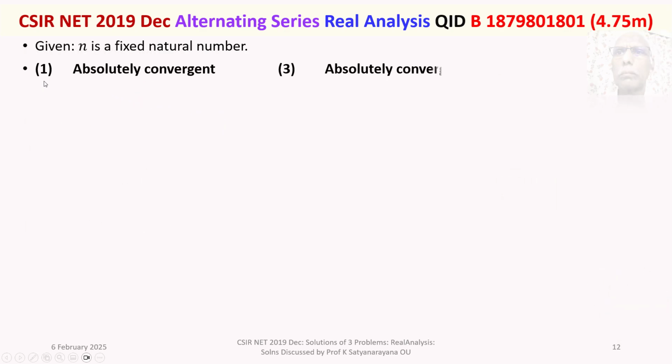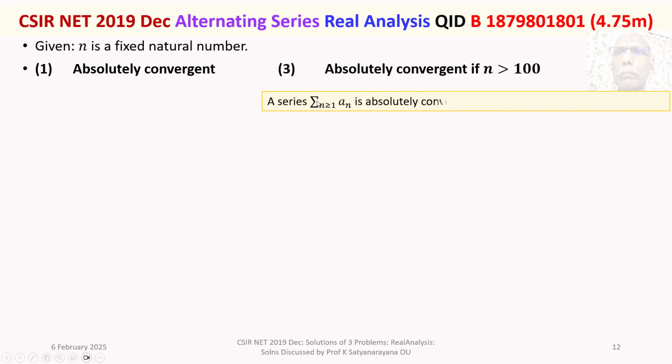We consider option 1, which says that the given series is absolutely convergent. Option 3, absolutely convergent if n greater than 100. Now what do you mean by absolute convergence? Take the series with their absolute values. So, in our case, sigma m greater than or equal to 1, absolute value of minus 1 to the power of m by m. Minus 1 to the power of m, absolute value, is 1.